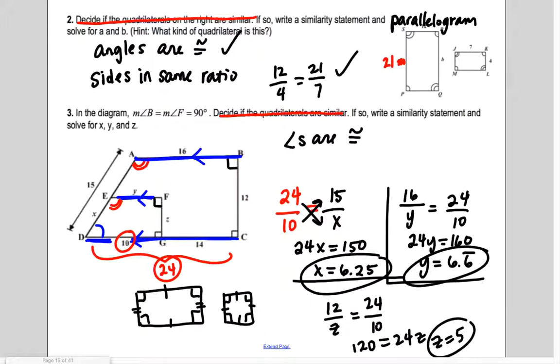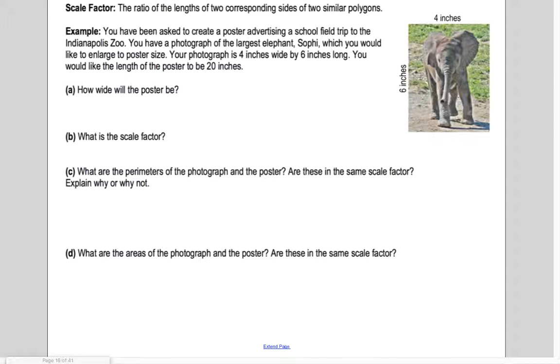Do you see what I did wrong in the notes? I really shouldn't say "decide if the quadrilaterals are similar" unless I have side lengths that I can check to see if they're all in the same proportion. I don't have all the different side lengths. I was trying to find the side lengths. So I should say something like, "Assume these quadrilaterals are similar, find x, y, and z." That's how my statement should read, okay?